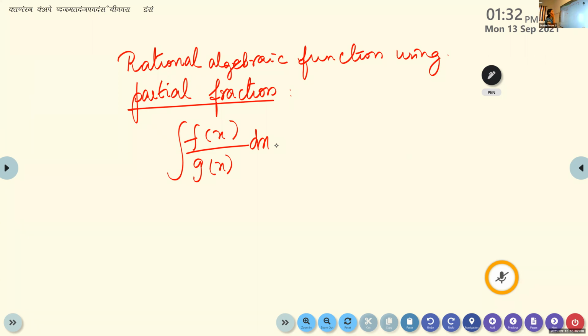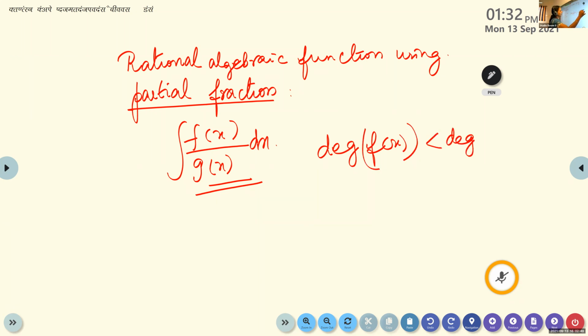Now, first listen. Rational means it has numerator and denominator. So here the function takes the form integral of f of x by g of x. And we can use this method only if degree of f of x is less than degree of g of x. Whenever the degree of the numerator is less than the degree of the denominator, we can use the method of partial fraction.